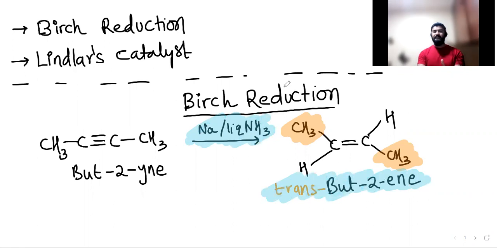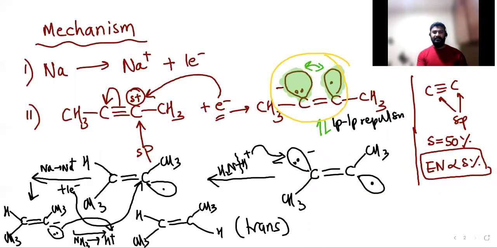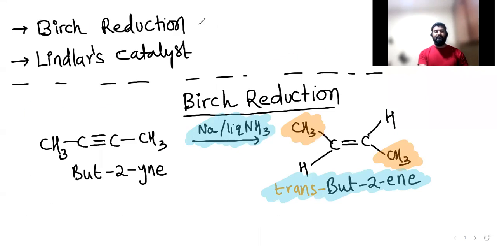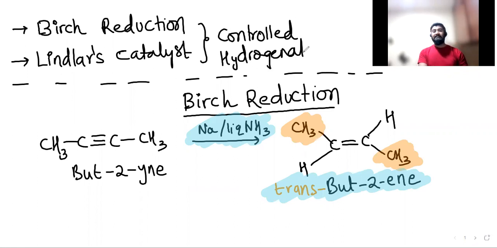Let's go on to the next one, Lindlar's catalyst. So let's go to that part now. Lindlar's catalyst. So basically, we'll be adding hydrogen. We call it controlled hydrogenation. This we study under the topic of controlled hydrogenation. Because, see, whenever I add hydrogen to an alkyne, I'm expected to get an alkane, but I'm stopping it right in the middle at the alkene. That's why it is called controlled hydrogenation.